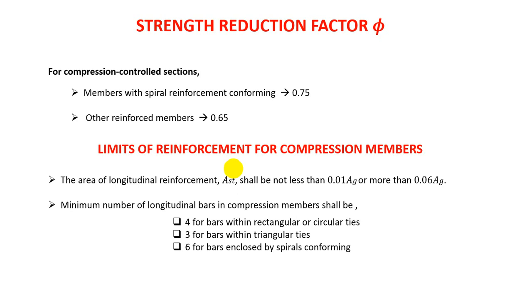So the first condition was 4 bars within rectangular or circular ties. If the ties are rectangular or circular, then the minimum longitudinal bars will be 4. Then for triangular ties, it will be 3 bars, and 6 bars for a spiral.